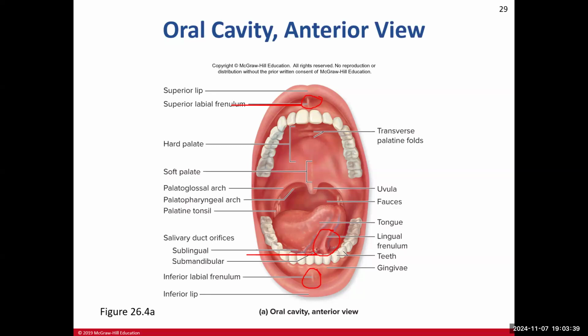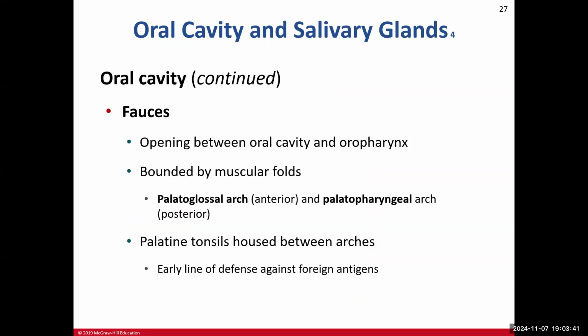But really, what those arches are, are just muscles. And it's nice because the arches are named after the muscles. We don't have to know them, but you've got the palatoglossus and the palatopharyngeus muscles. When they're covered over by the mucosa, they form these fauces, these muscular folds. And that's almost like the entranceway into the oropharynx.